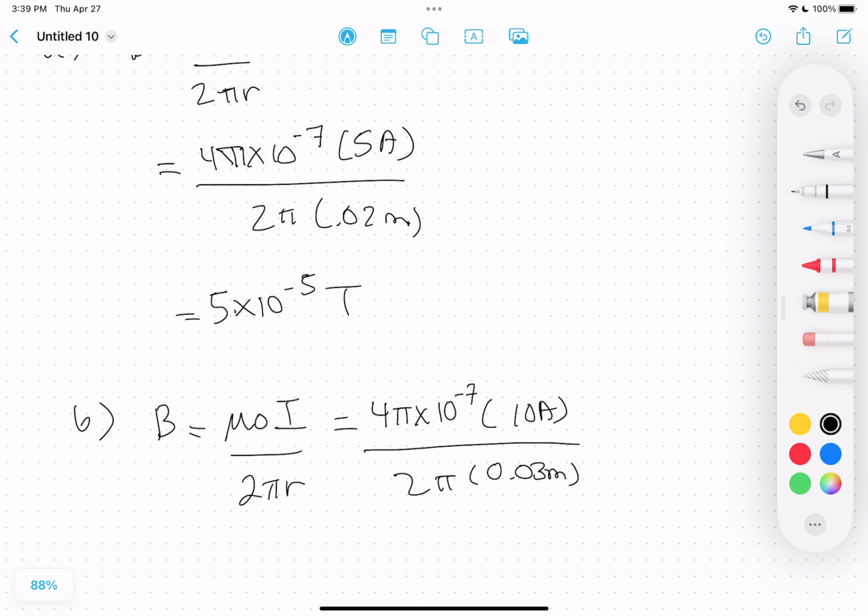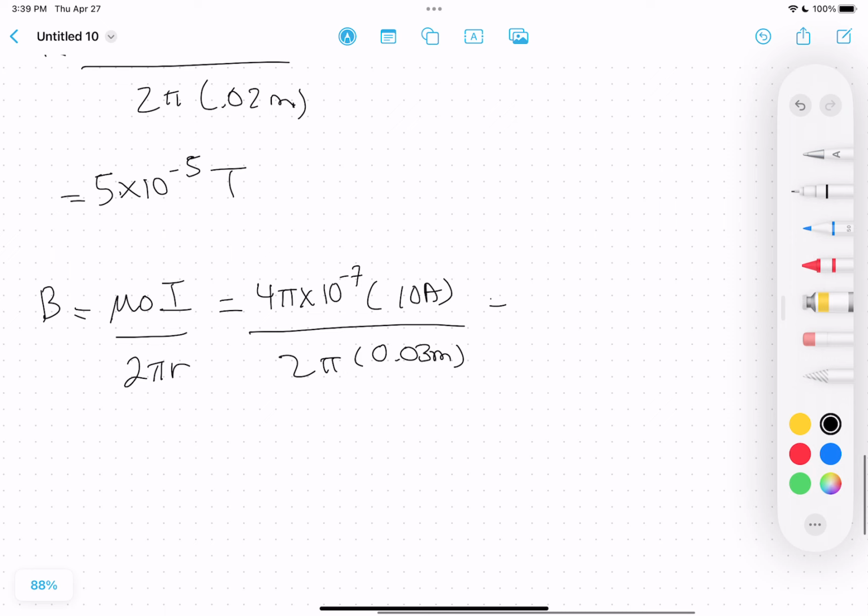And then the next one should be 6.67 times 10 to the negative 5. Is that what you got? Mm-hmm. Okay, awesome. But yeah, and we already determined the directions.